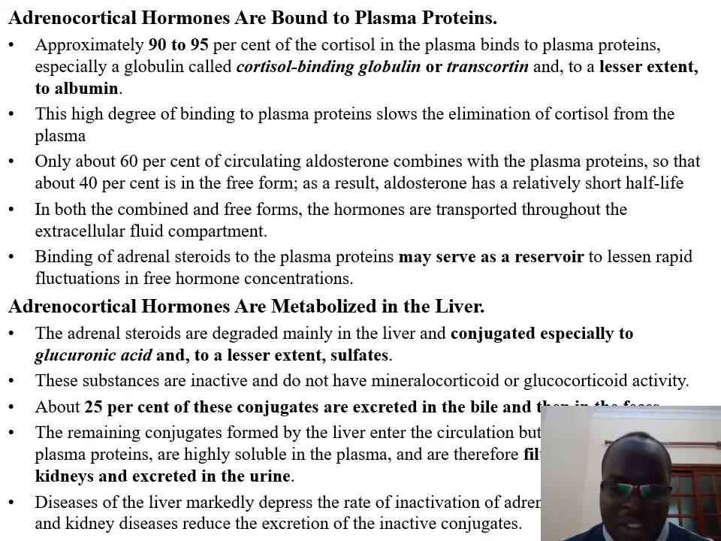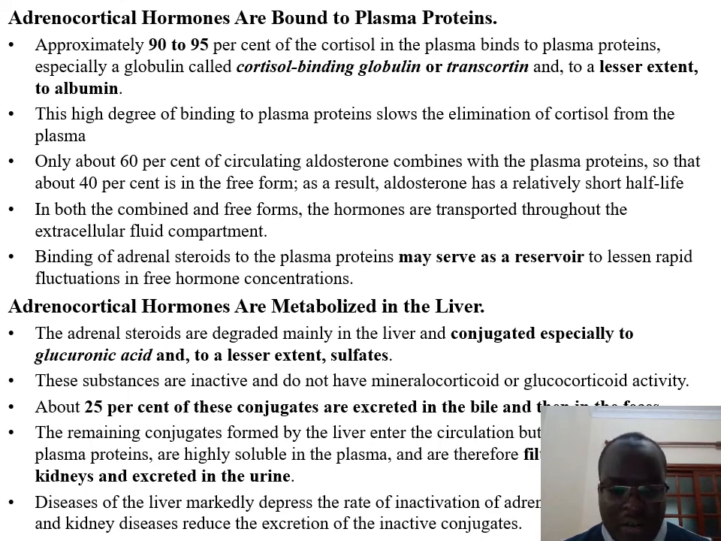About 25% of these conjugates are excreted in the bowel and then in the feces as part of the fecal material. The remaining conjugates formed by the liver enter the circulation but are not bound to plasma proteins, because after conjugation they become water soluble, so they can easily dissolve in water. They are highly soluble in plasma and therefore filtered readily by the kidney and excreted in the urine. So this is part of the hormones that are conjugated, and then later on they will be excreted in the urine.